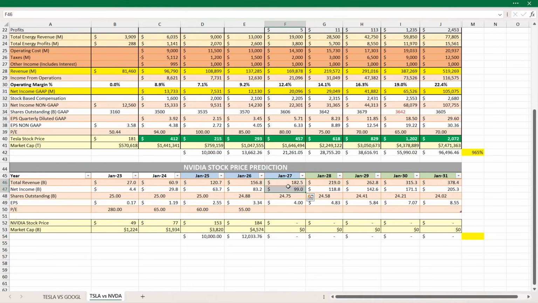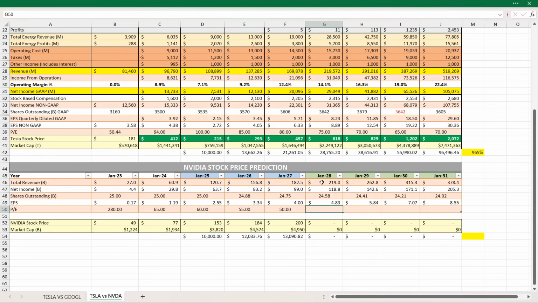January 2027, or the year after that, I'm going to give it a 50 PE because it looks like the growth seems to be slowing down. We're not getting this 2x. A 50 PE will give it a stock price of 200 and a market cap almost reaching 5 trillion. Your 10K has now turned to over 13K, making 15% every single year now.